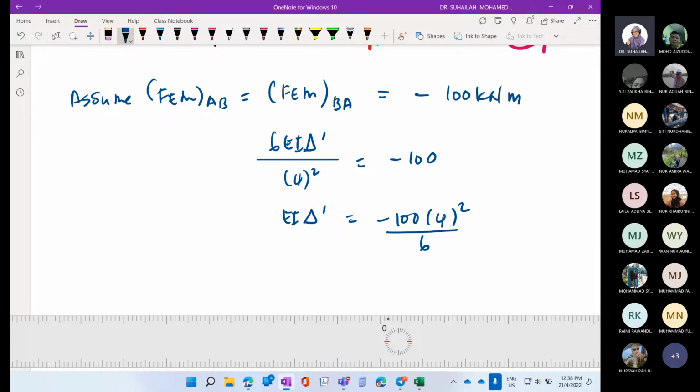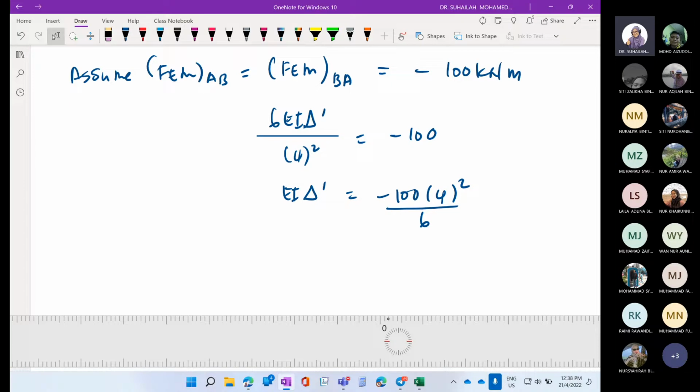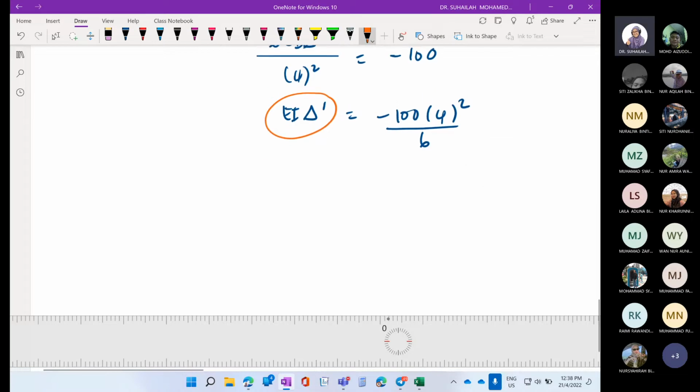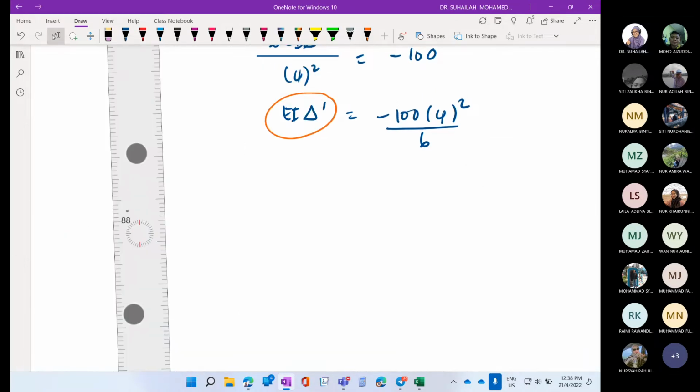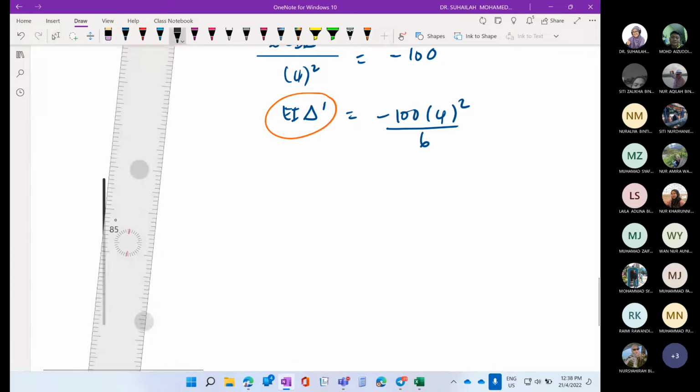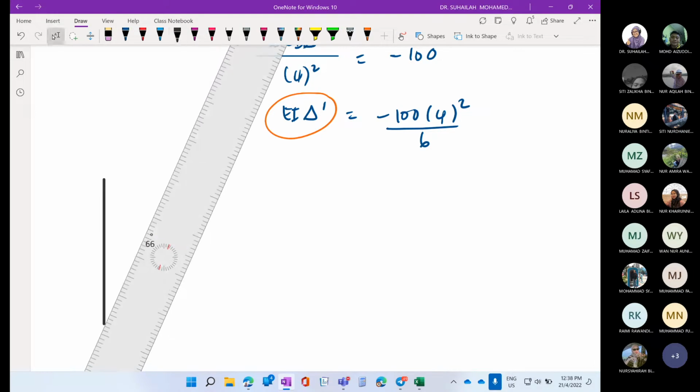Okay, by using this EI delta prime, we calculate FEM for CD. We calculate FEM for CD. So CD is like this. Original is like this. This is CD.